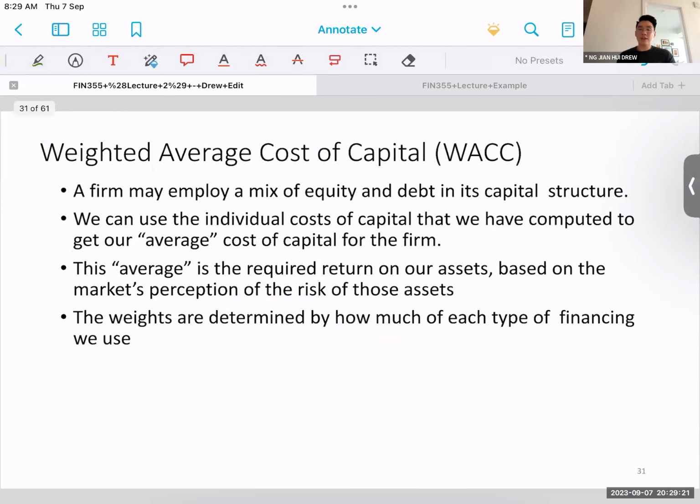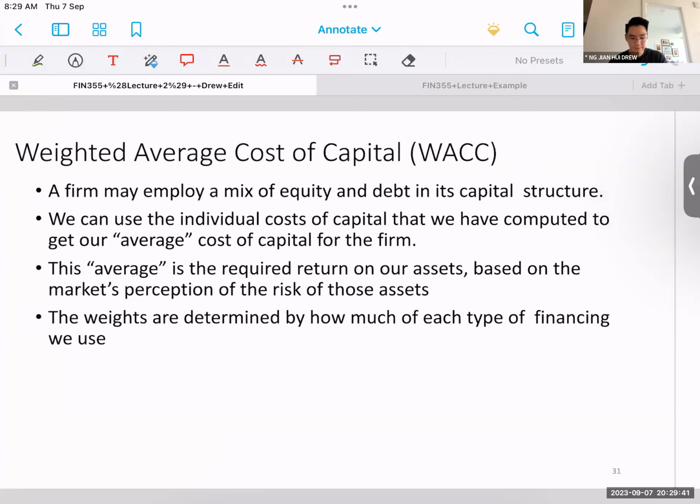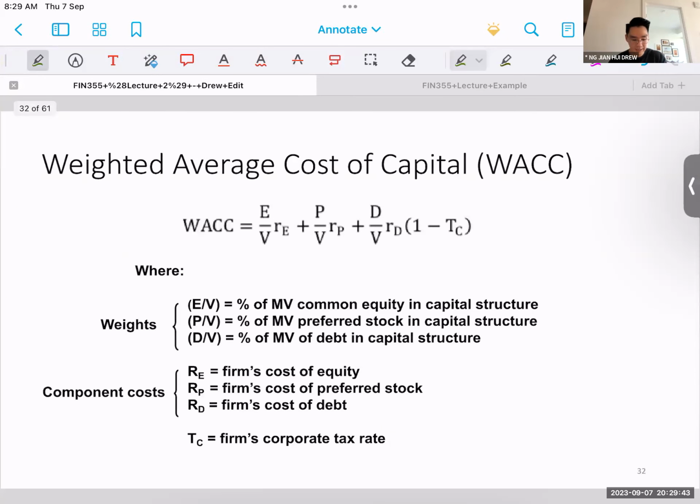Once you know your cost of preferred stock, your cost of equity, and your cost of debt, you can use the WACC formula, which is a weighted average of the three components that we talked about, given here. Now, we have talked quite a bit about this.